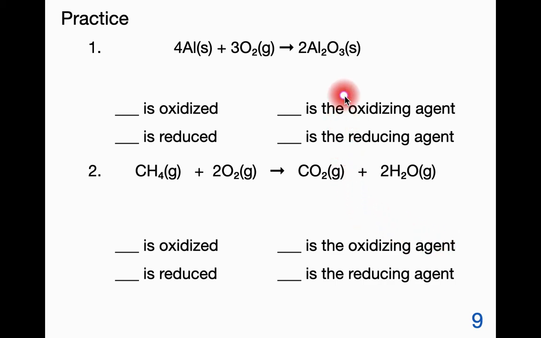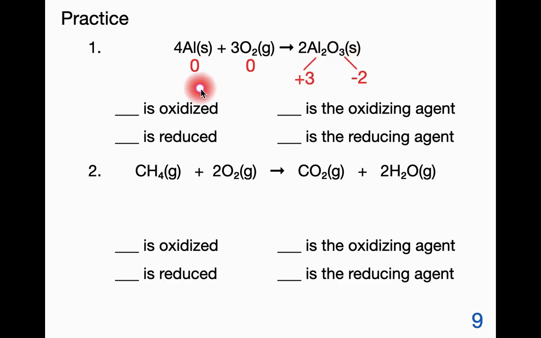Now, for these problems, we're asked what is being oxidized and reduced, what is the oxidizing agent, and what is the reducing agent. To do that, we need to assign oxidation states to everything to determine what happened. Now, aluminum and oxygen, both are atoms in their elemental state, so the oxidation states are 0. For aluminum oxide, well, it's an ionic compound composed of monatomic ions. Aluminum, when it's an ion, has a positive 3 charge, oxygen, negative 2.